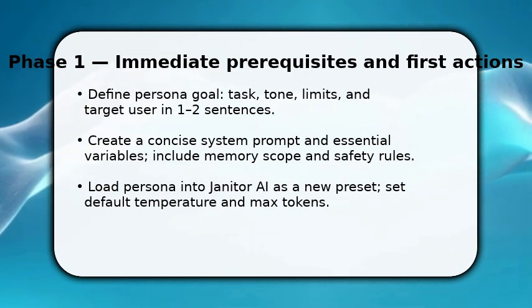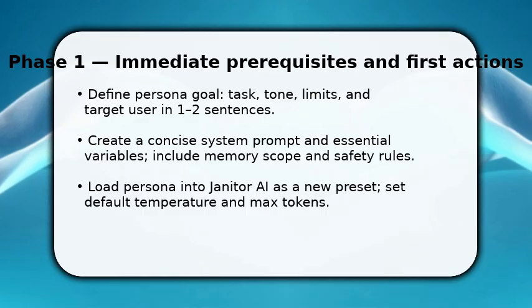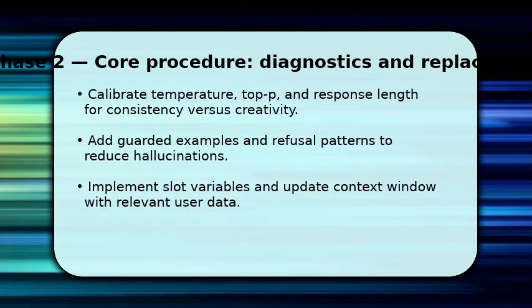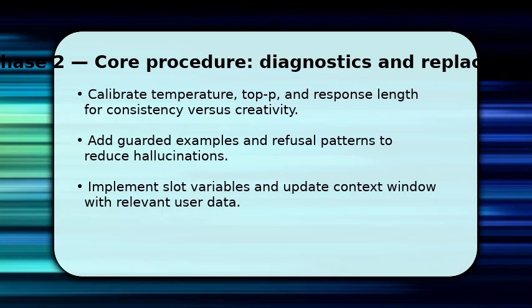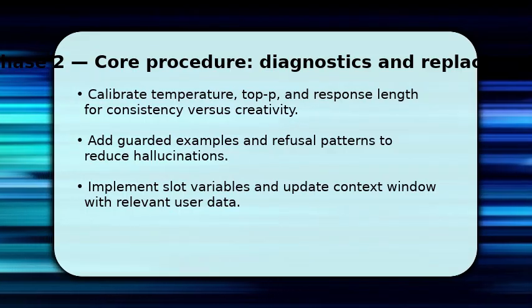Now you refine the persona's behavior by adjusting temperature, top P, and response length so answers match your desired creativity level. While testing, write positive and negative examples inside the system prompt to nudge preferred phrasing and refusal patterns, which reduces hallucinations. Once that's working, implement slot variables for dynamic info, names, dates, preferences, and make sure Janitor AI pulls the right context window. Continue iterating with short test prompts.